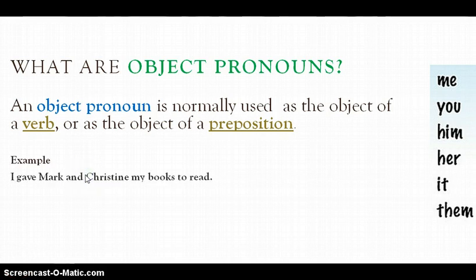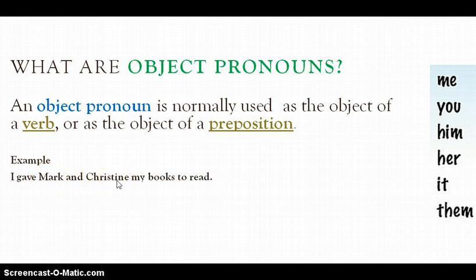Let's analyze this example. I give Mark and Christine my books to read. Here in this example, Mark and Christine need to be replaced with an object pronoun. What's their position? At subject position, we already have I, we have the verb gave, and at object position, who are the receivers of the action? Mark and Christine.